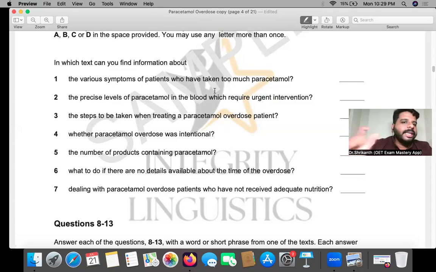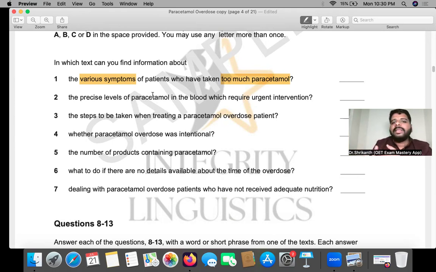So here, let's do the keyword analysis. The various symptoms. So they are asking you, in which text can you find the information where they talk about the different symptoms? Okay, the different symptoms of patients who have taken too much paracetamol. Now, let me ask you, do you think this information will be in text A? Now, what is text A? Text A is talking about contraindications and interactions, other medical products where paracetamol should not be given. Okay, so there is contraindications. But here, what they're asking, symptoms of patients who have taken too much paracetamol.